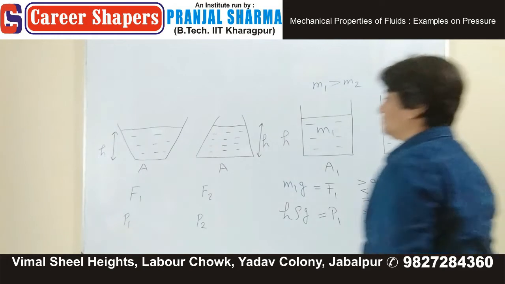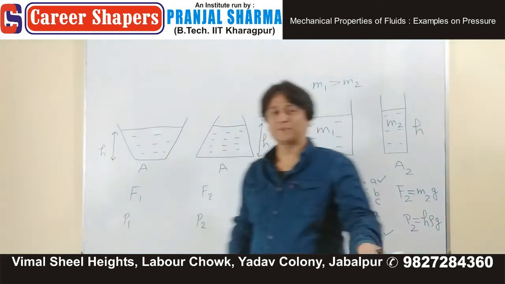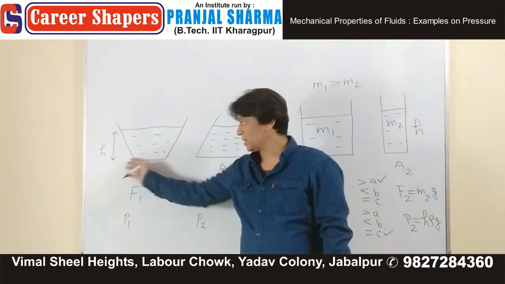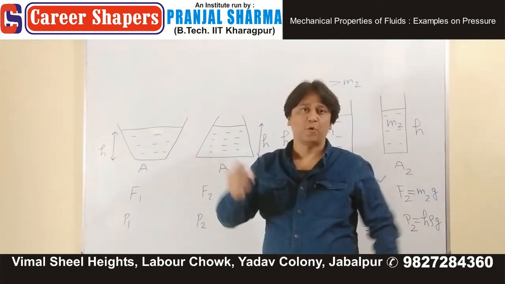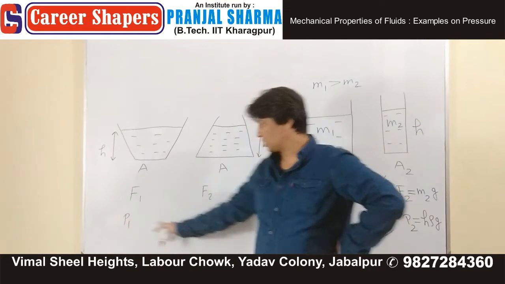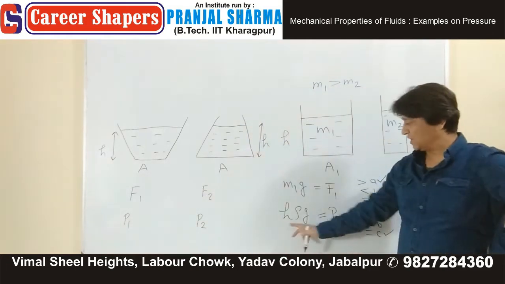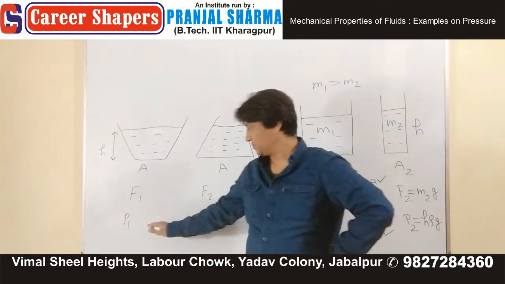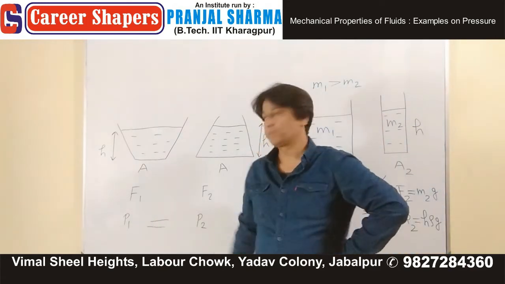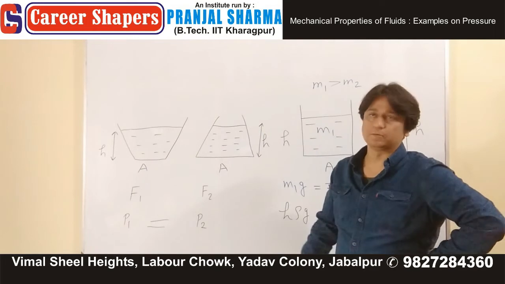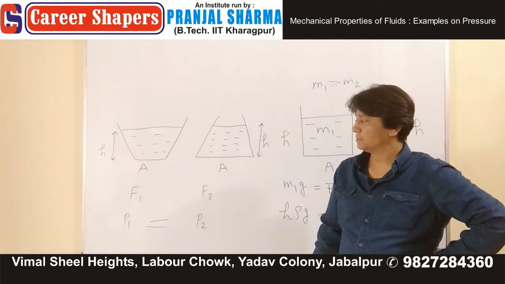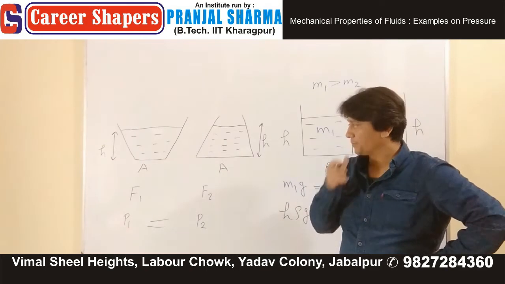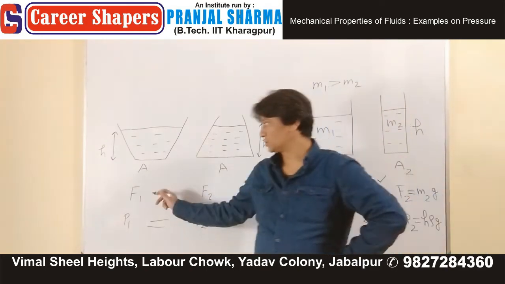Good. Almost everybody is correct. What is the shape? We don't have to worry about that. Pressure is still h rho g, where h is the vertical height, which is the same. And therefore P1 is equal to P2.